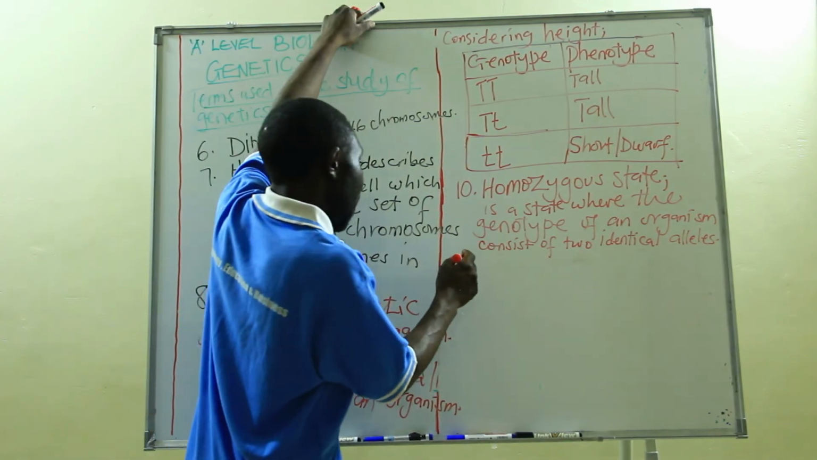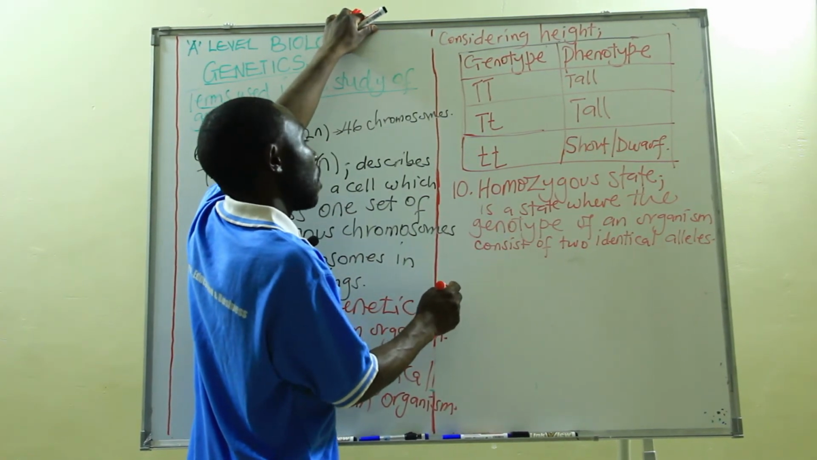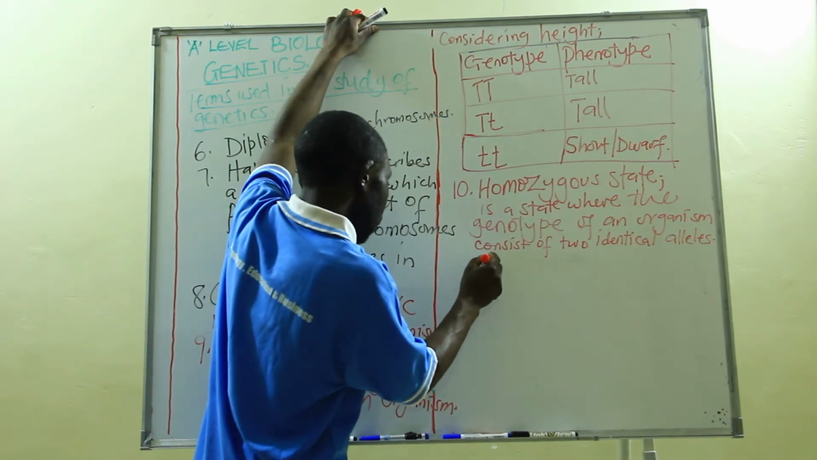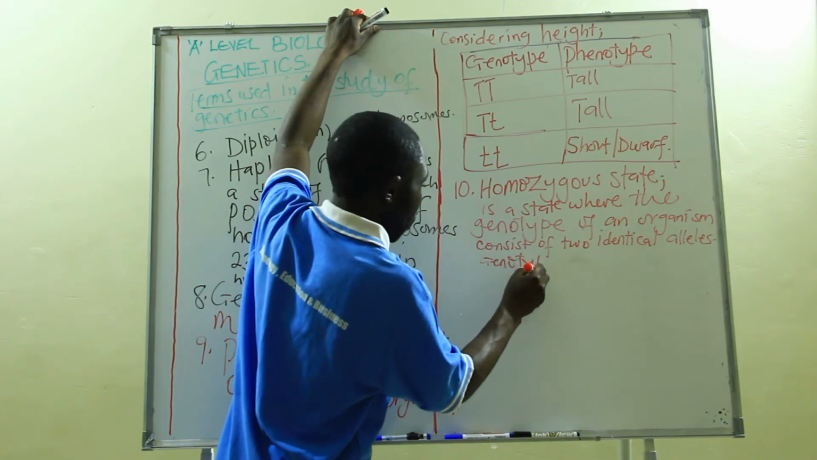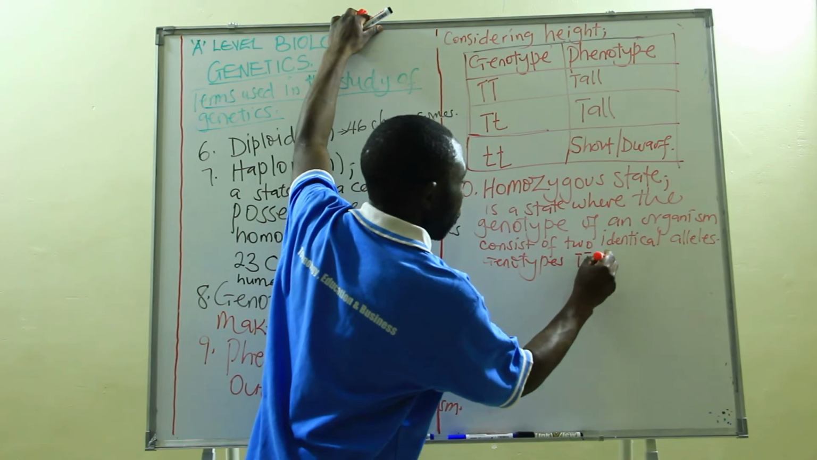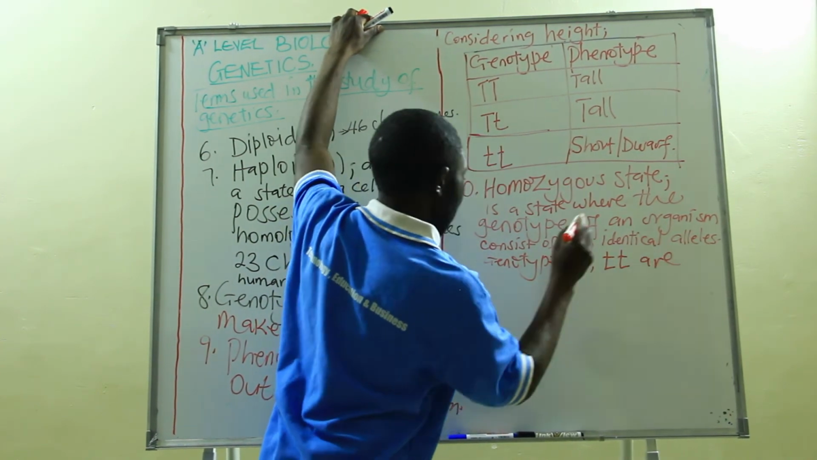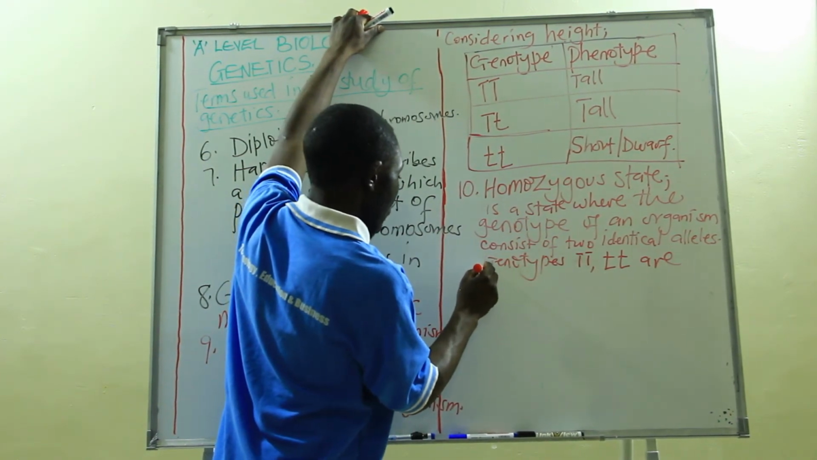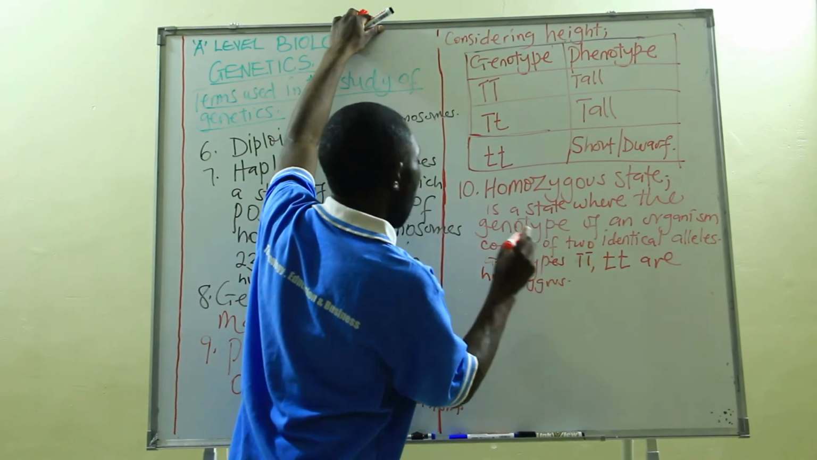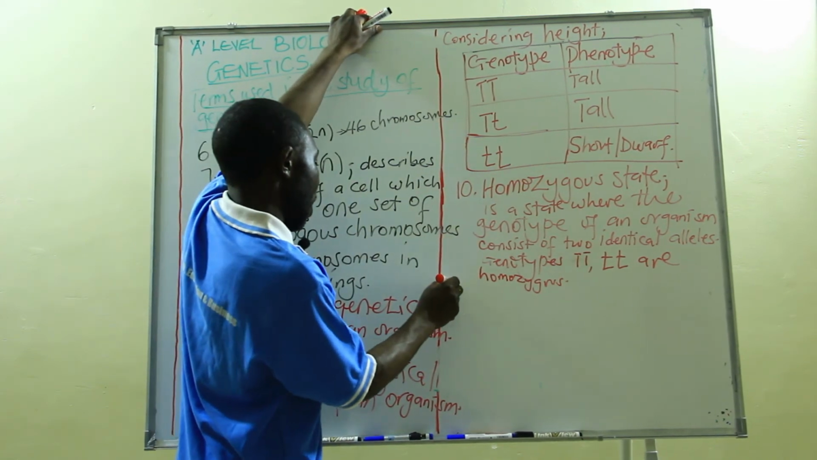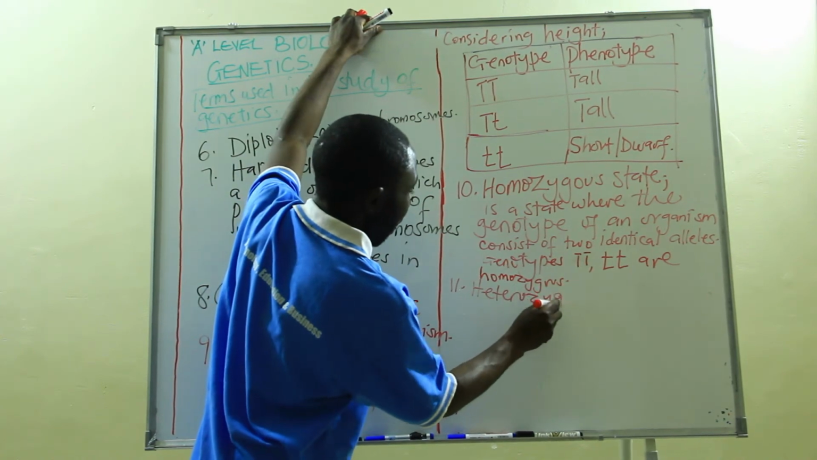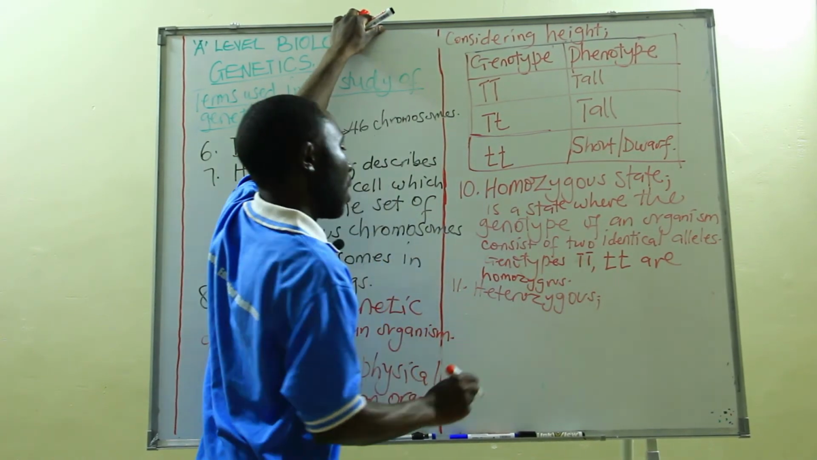So we can simply say that genotypes TT and then small tt are homozygous. Another terminology is heterozygous.